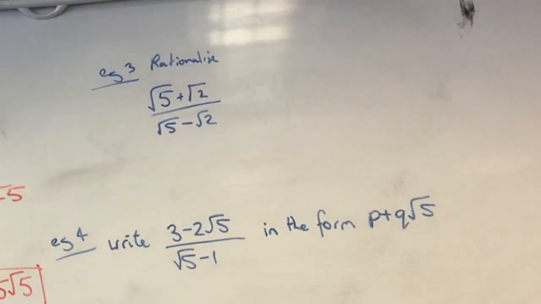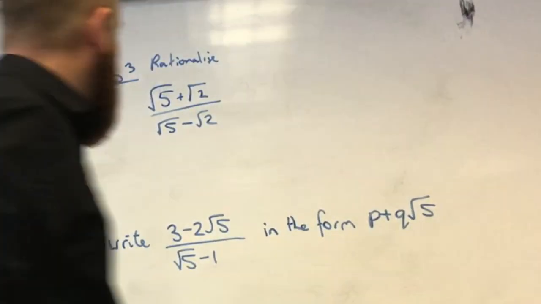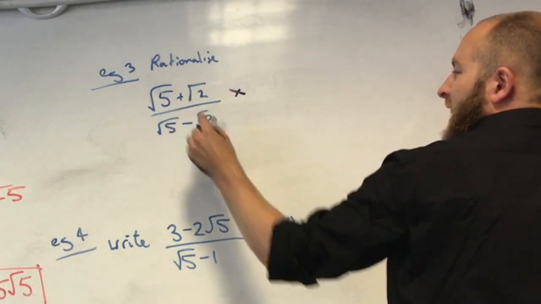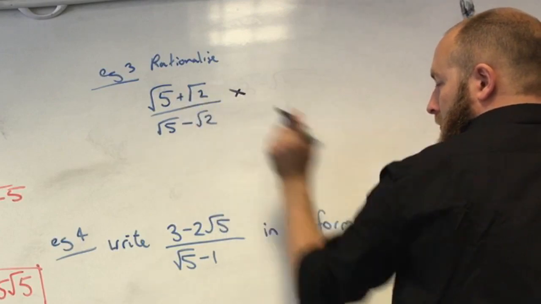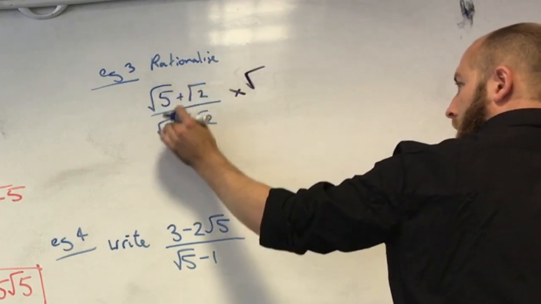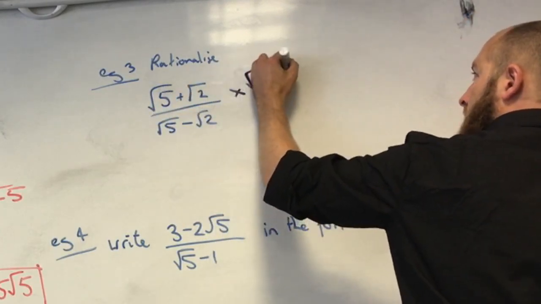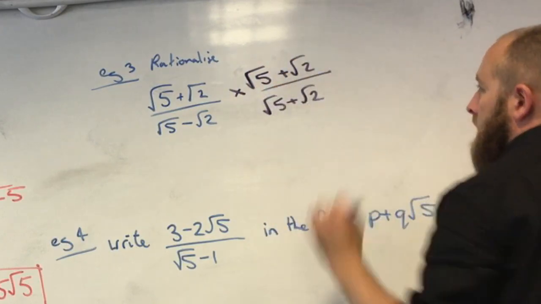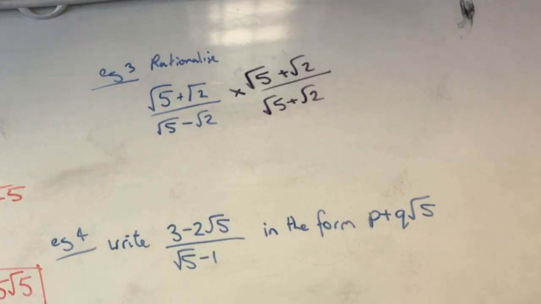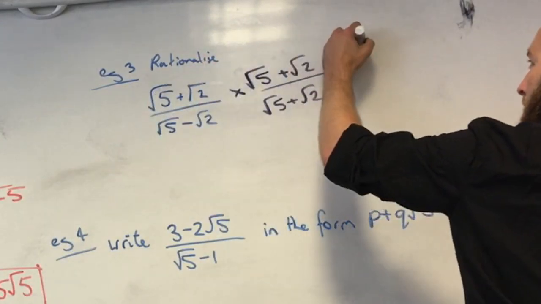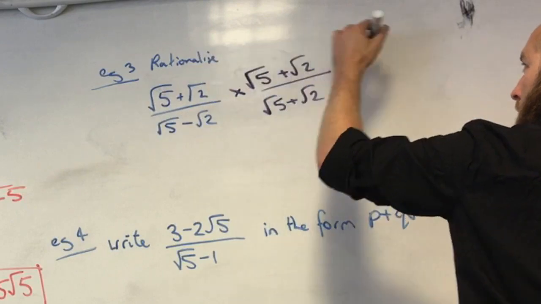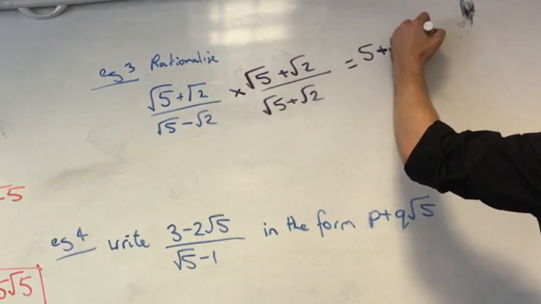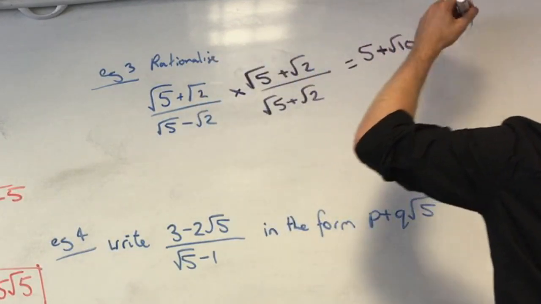Okay, next one. Rationalise this one, so we're going to times it by 5 plus root 2. And it's just kind of designed to catch you out, because it's already 5 plus root 2 on top. But we ignore that, we just use the opposite of the denominator. And we've got to be careful how we expand these. So root 5 times root 5 is 5. Root 5 times root 2 is plus root 10. Root 2 times root 2 is plus 2. And root 2 times root 5 is plus root 10.